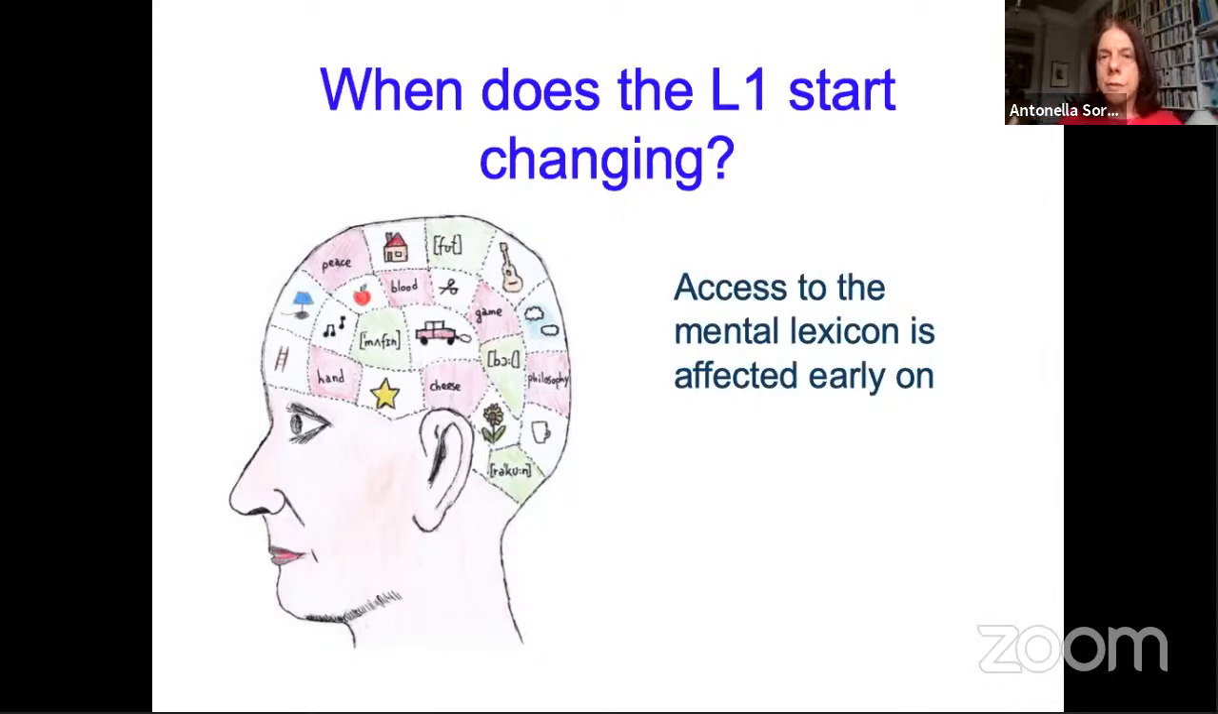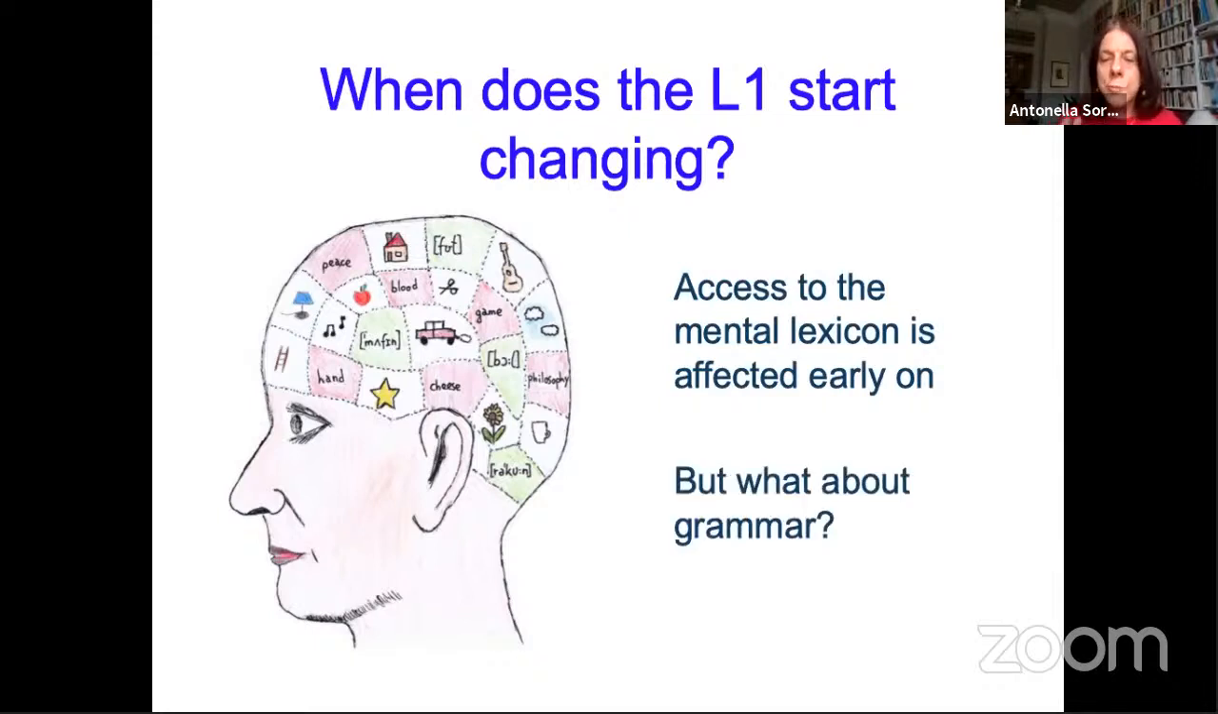Now, when does it start changing? How proficient do you have to be in the second language before your native language starts changing? Well, it depends. We know, for example, that from a lexical point of view, access to the mental lexicon starts being affected very early on. So access to the mental lexicon in your native language becomes slower even after you don't need to be very proficient in a second language. Your second language lexicon starts developing, and that slows down access to your native lexicon.